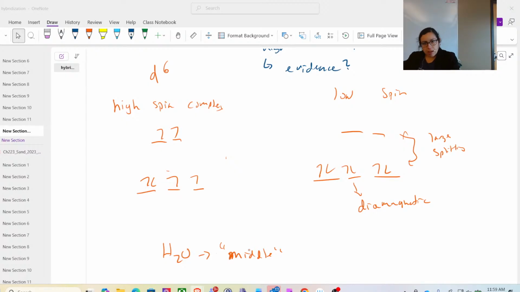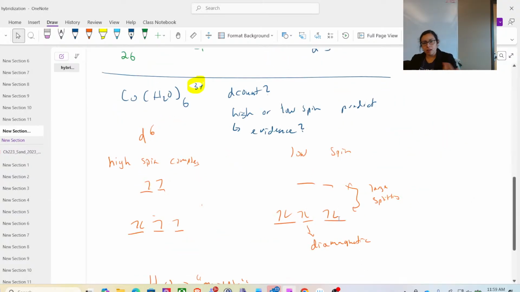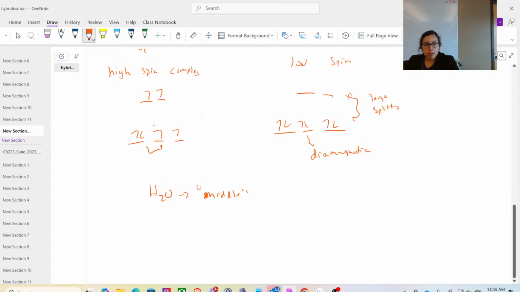Like y'all were saying, this is what we predict, and this is basically what you'll do on the exam. You write your d count. This is what I expect if we have a high spin complex. This is if we have a low spin complex. Then you look for the comparison. Our high spin complex would be paramagnetic, and then we need more experimental evidence at that point.